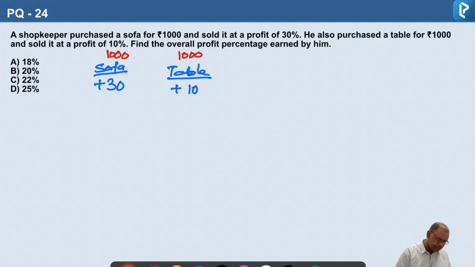So the ratio of cost prices is 1000 is to 1000, which is equal to 1 is to 1. This is the ratio of cost prices. Now, the overall profit percentage we don't know. Let us assume it as X, and then use alligation and find the difference.